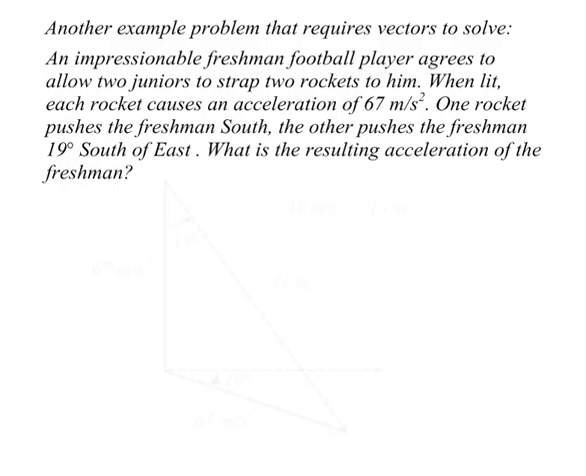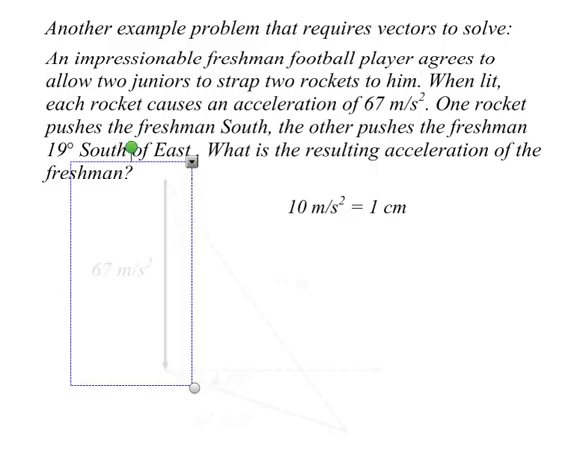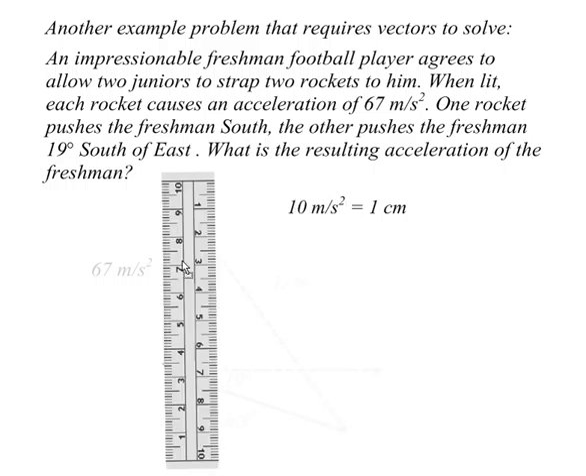Well, clearly he's not going to rip in half and have 2 different accelerations. He's going to have one acceleration. But we can't simply do 67 plus 67 because the rockets aren't pushing in the same direction. So in order to solve this problem, we'll need to pick a scale. In this case, 10 meters per second equals 1 centimeter would make sense, so that the 67 meters per second would be drawn as 6.7 centimeters on our page.